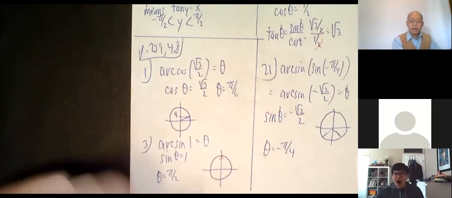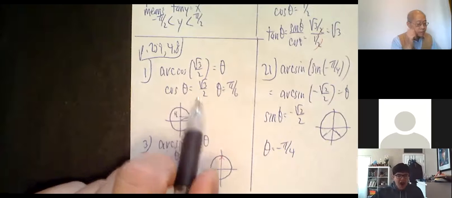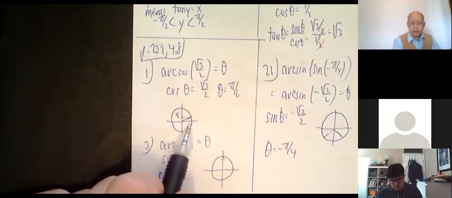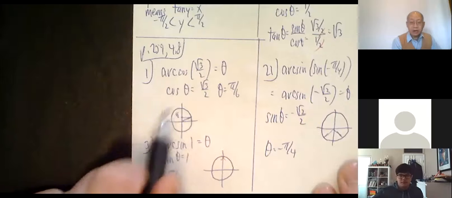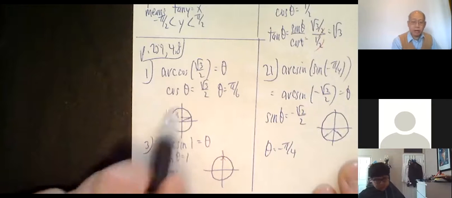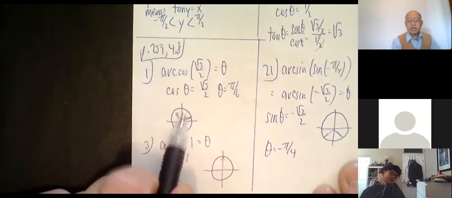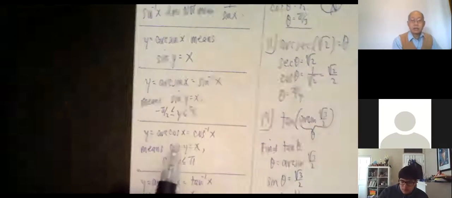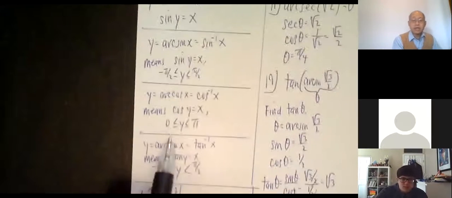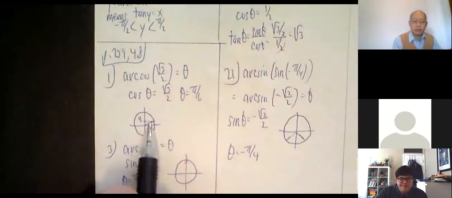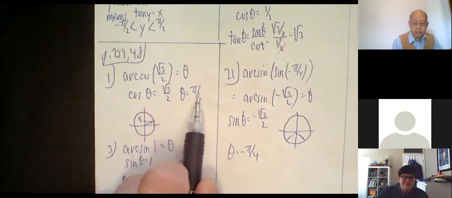Okay, now you might argue there are more angles that make this true. And that's correct. There's an angle here in the fourth quadrant. I can go all the way around a circle and come here. I can go around twice and come here. I can go around 3 times and come here. So you actually have infinitely many angles that make this true. But for arc cosine, the angle must be between 0 and pi. Okay. With that restriction, there's only going to be one angle, pi over 6.